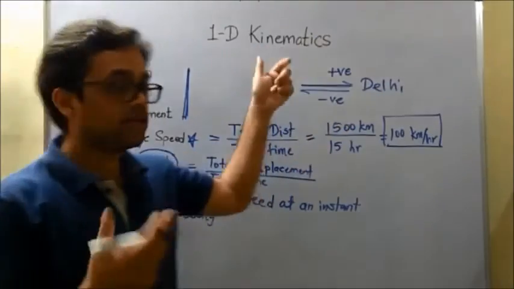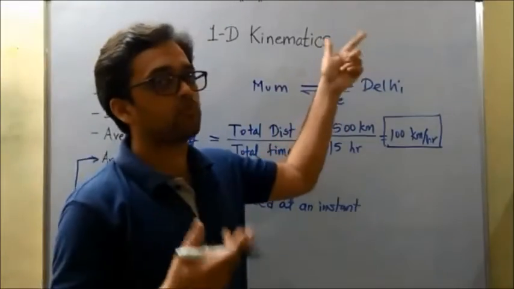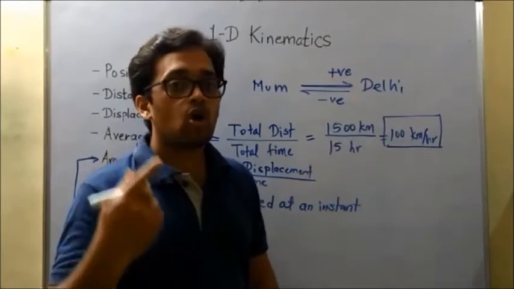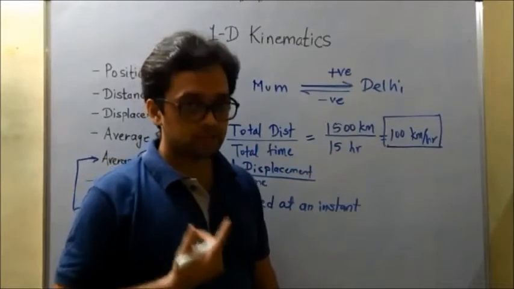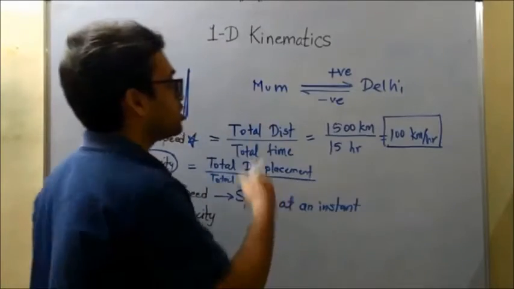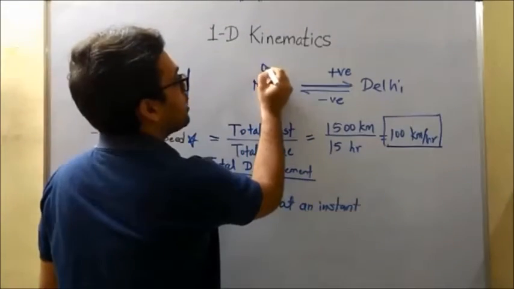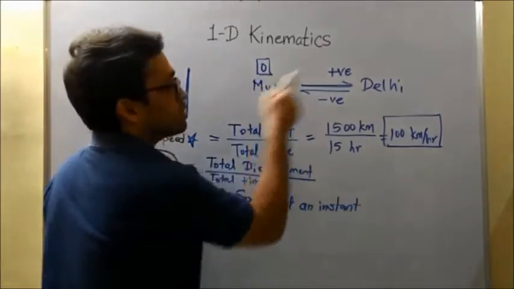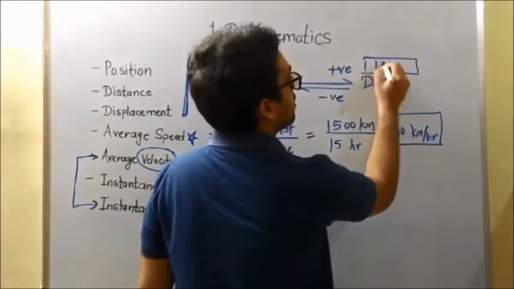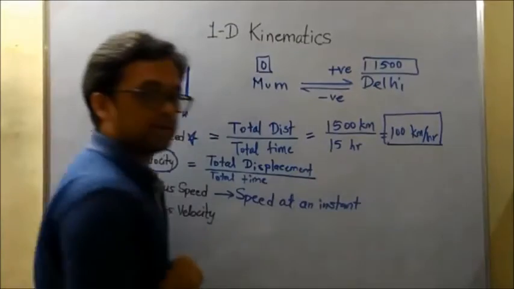So it automatically takes care of the sign, because the displacement is positive. As you have defined the direction from Mumbai to Delhi as positive, the displacement towards Delhi is positive. Try to recall how I have defined the displacement. Displacement is the change in the position. What is the position of Mumbai? Let us say it is 0. What is the position of Delhi? Let us say it is 1500. That means 1500 km, right?